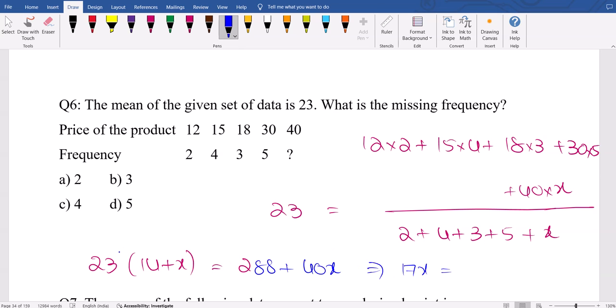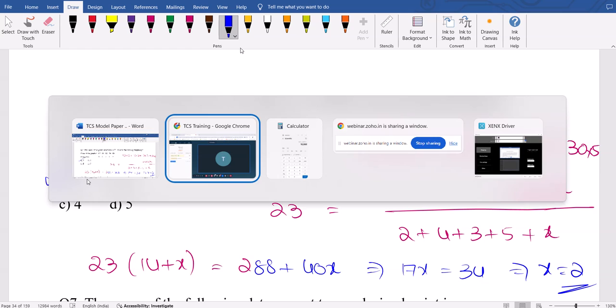Right, and here 280 and 42, 280 and 42. If you remove 8 from 42, we get 34. So 17x equals 34, x value equals 2. See, we solved that equation in a better way. I took x as the unknown here and we got it as 2. Mean is given, you need to calculate.